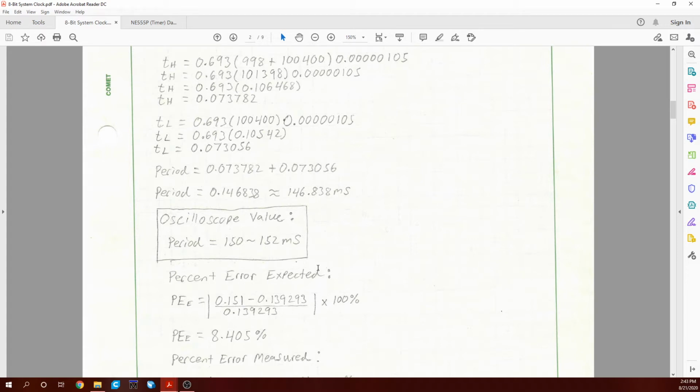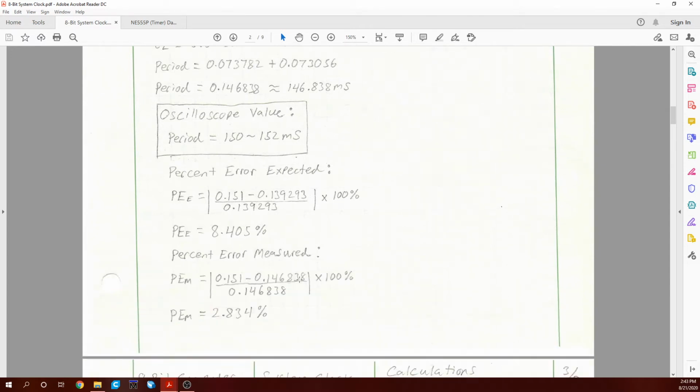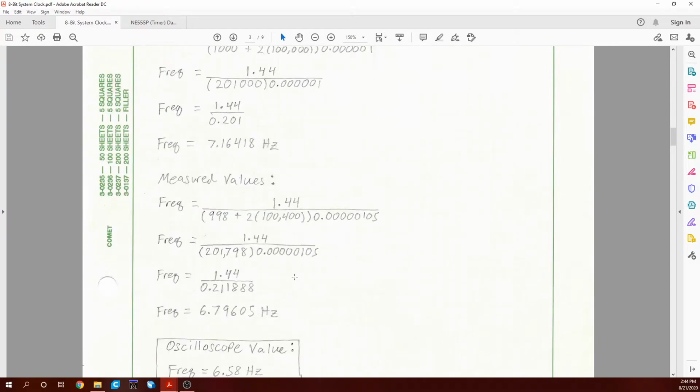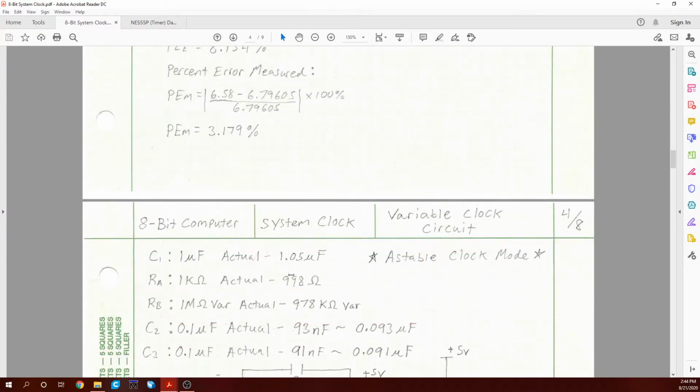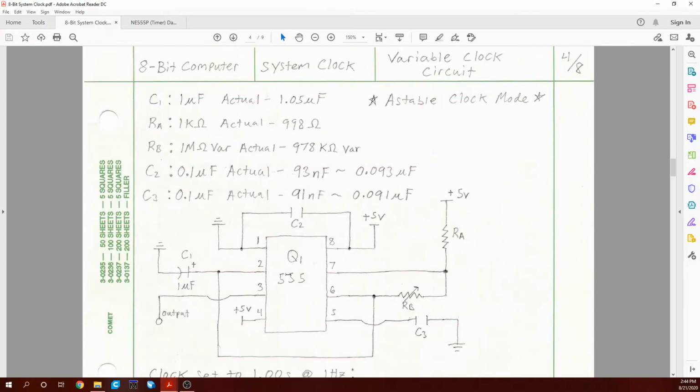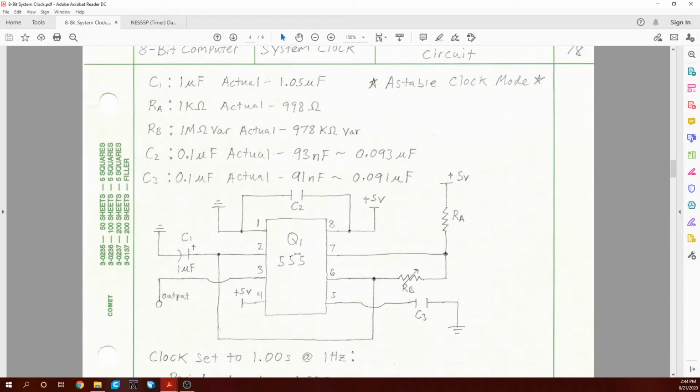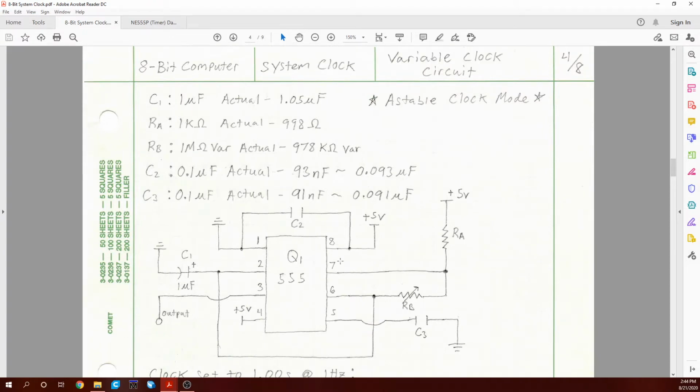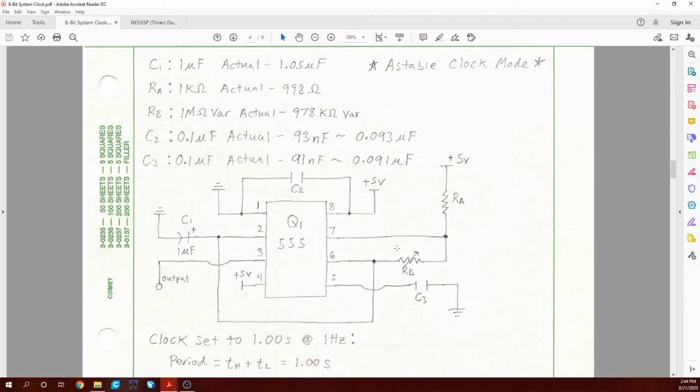And so when you plug it all together, they start playing off of each other and start giving you different values. But yeah, so anyways, these are just calculations that I've done. Here is our actual circuit that we're going to be building today.